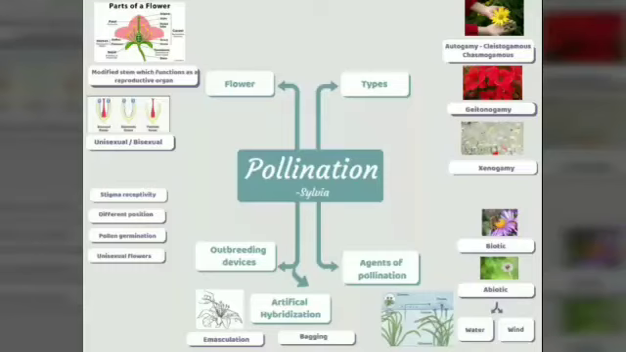Now let's talk about artificial hybridization. Artificial hybridization is a process in which only desired pollen grains are used for pollination and fertilization. Here we have two things, emasculation and bagging. We know hybridization is a method of selective breeding. Thus, anthers have to be removed from a bisexual flower before they release pollen grains. This step of removal of anthers using forceps is termed emasculation.